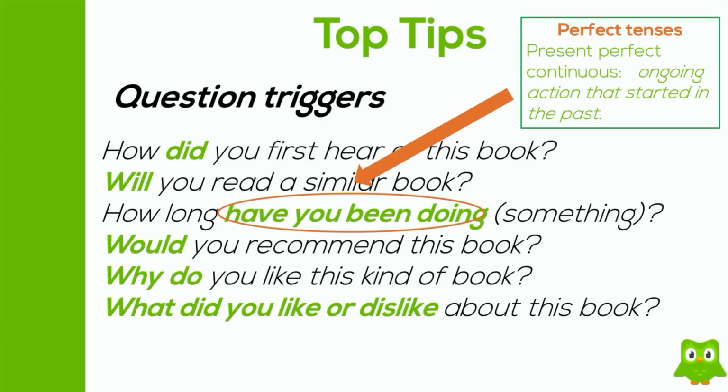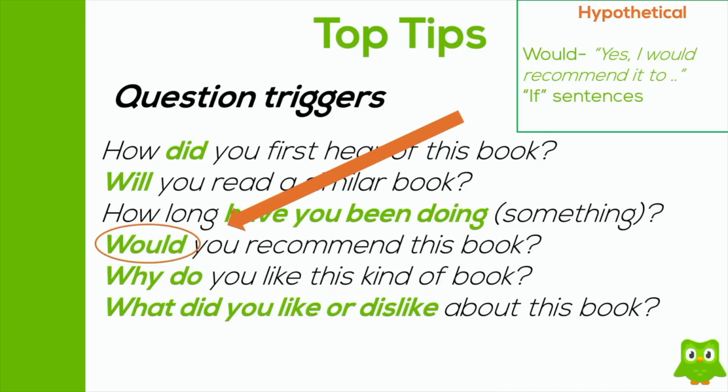And we use this to talk about an ongoing action that started in the past. So if a question says, how long have you been doing something? You should respond like this. I've been doing this for 3 years, 4 years, or whatever. But you have to respond using the correct tense. So pay attention to the question.